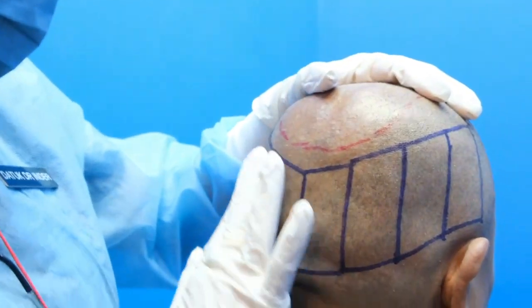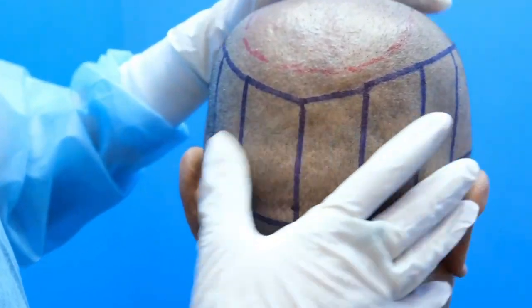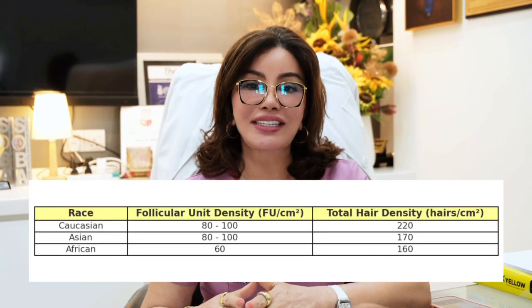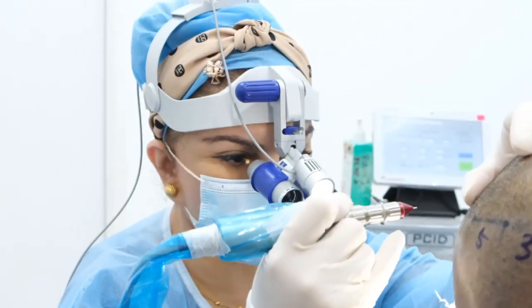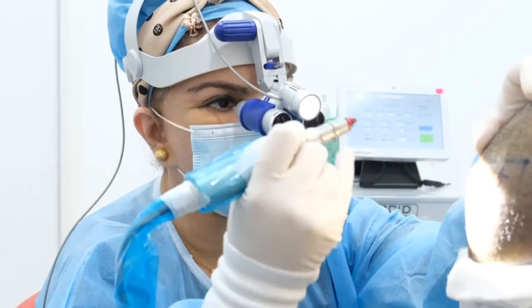Hi everyone. Today I'm going to talk a little bit about the donor area. In a donor area, when you talk about Caucasian, Asian and African, there is obviously a great difference. So here I'd like to explain what the differences are.